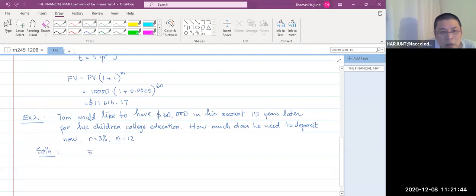That $30,000 is not the current value. That's the future value. So 15 years from now, I want to get $30,000. Fully aware that 15 years from now, $30,000 may not be enough for college education. But hey, I tell him in advance, once you go to college, I give you 30,000 only. You figure out how to get the rest. I do expect him to actually go to work.